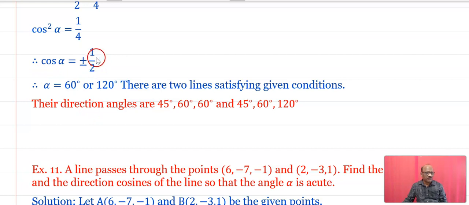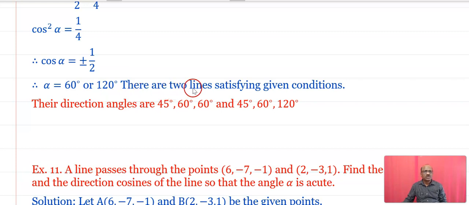If the value of cos alpha is 1 upon 2, then it is 60 degrees. And if you take it as minus, then it is minus 1 upon 2, because cos of 120 goes in the second quadrant. In the second quadrant, cos is negative, and that's why you are getting this value. At least it's all in 11th standard trigonometry.